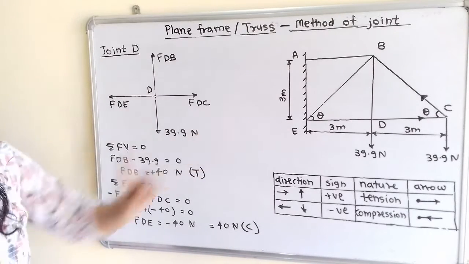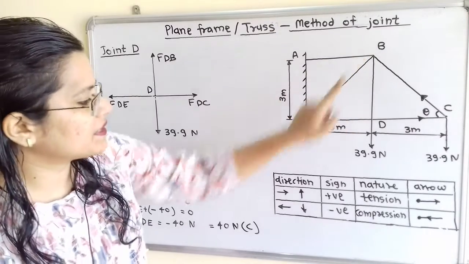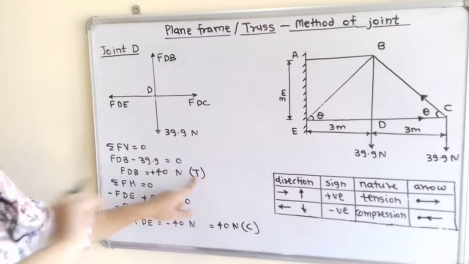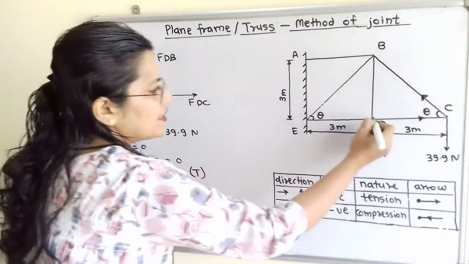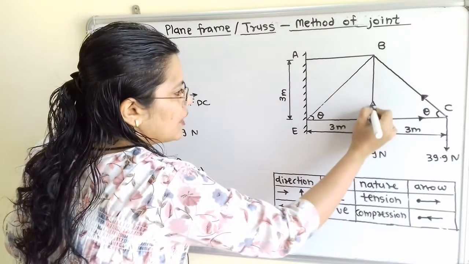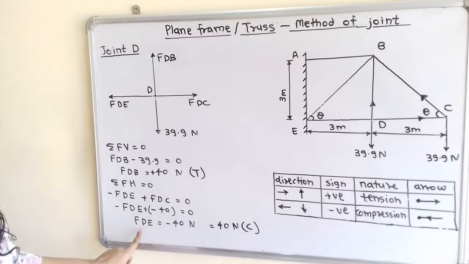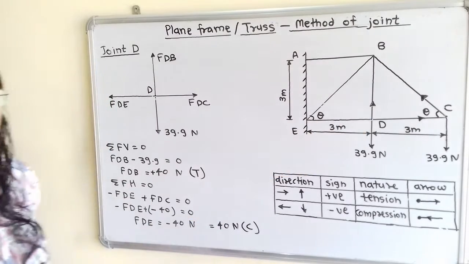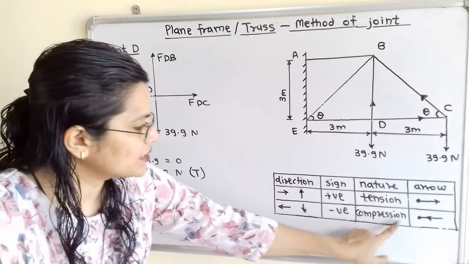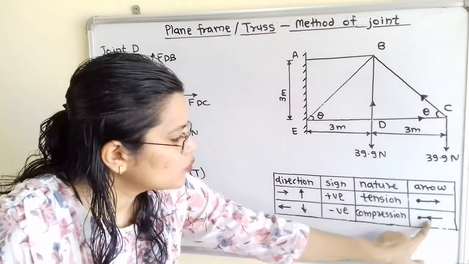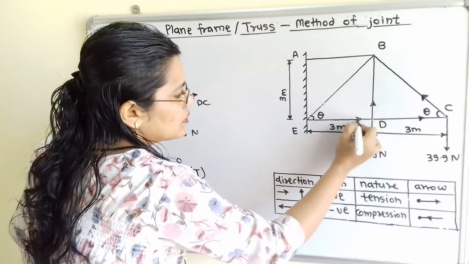Now we have to complete this diagram. Now FDB. The D to B member is here. The nature is tension, and for tension we have to show the arrow away from the joint. So here is joint D, and we will show the arrow away from the joint. And now FDE. The D to E member is here, and the nature is compression, and for compression we have to show the arrow towards the joint. So here is joint D, and we will show the arrow towards the joint.